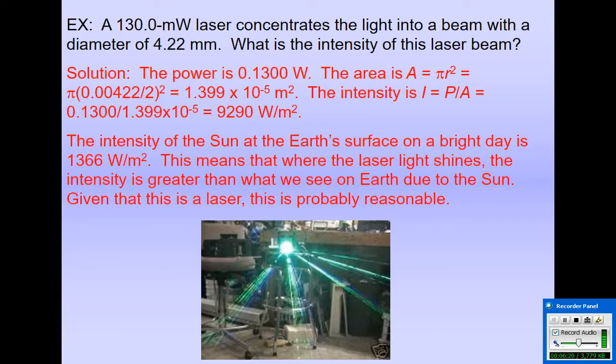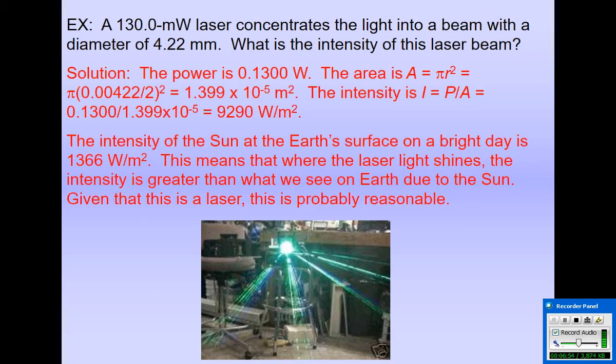Now, why should you not point a laser at your eye? Let's take a look at an example. It's not an out of the ordinary laser, perhaps a little bit stronger than a laser pointer, 130 milliwatts. But the thing is all of that energy is concentrated into a beam with a diameter of only 4.22 millimeters. So that's half a centimeter. That's actually a pretty wide laser beam. What is the intensity of this laser beam?